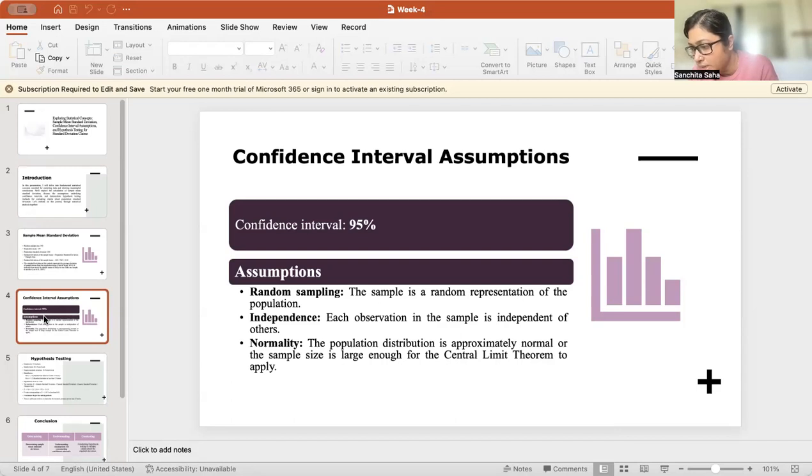Lastly, we assume either a normal population distribution or a sufficiently large sample size for the central limit theorem to apply. These assumptions are critical as they guarantee the accuracy and reliability of the confidence interval estimates. They provide a framework for interpreting the uncertainty associated with our sample estimate and help us make valid inferences about the population parameters.